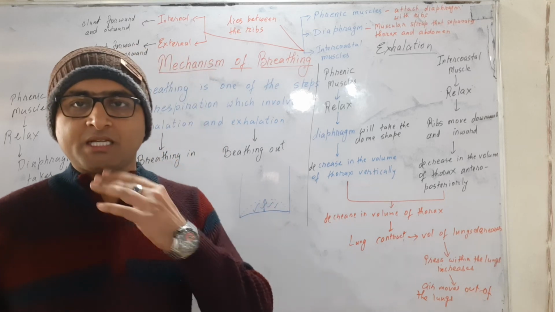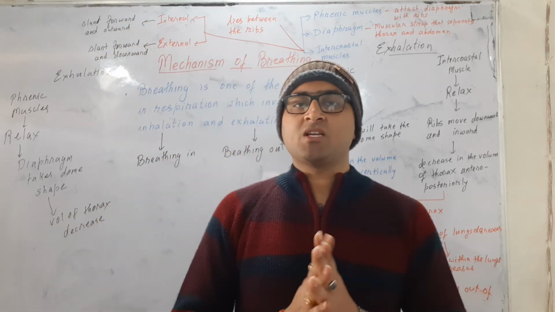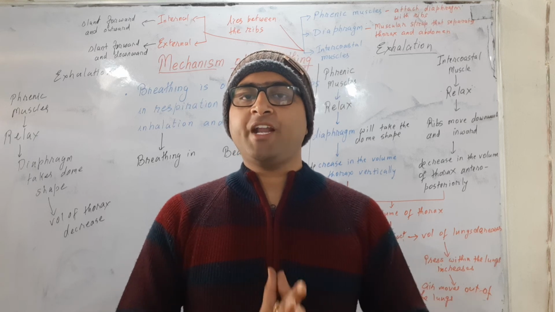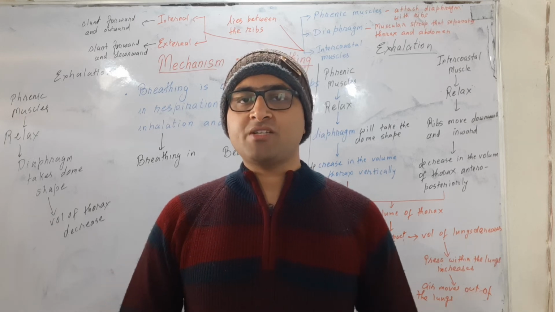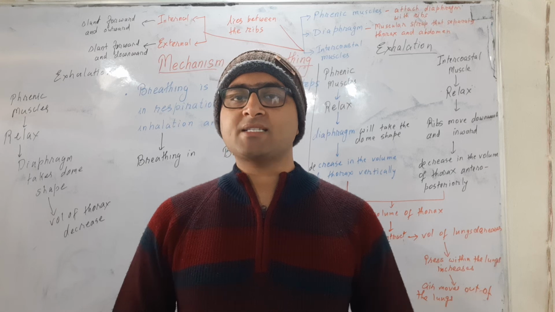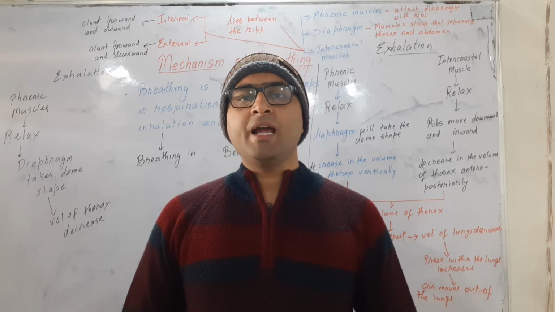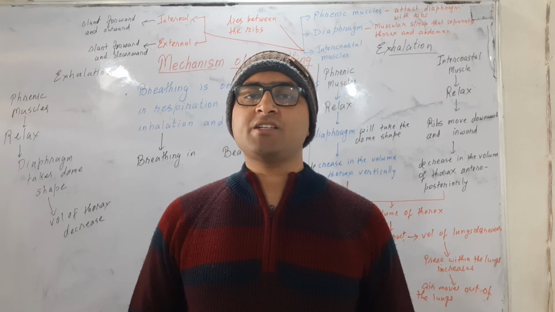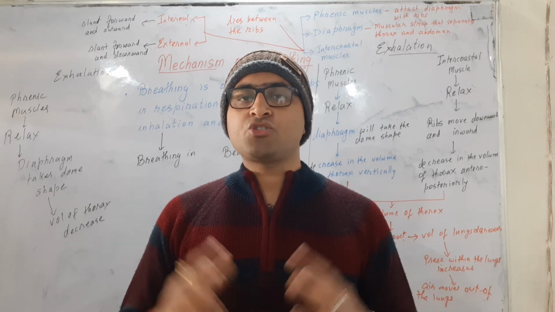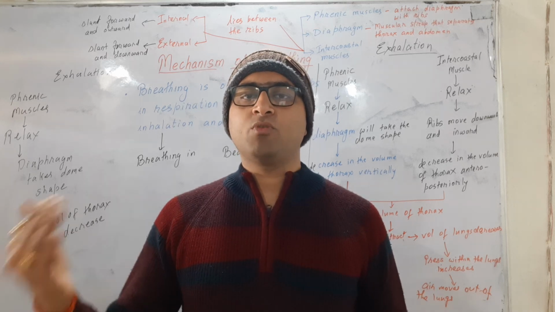You have to keep in mind three things: the phrenic muscles, the diaphragm and the intercostal muscles. So what happens in the process of inhalation? The phrenic muscles contract. The contraction of phrenic muscles straightens the diaphragm. Due to the straightening of diaphragm, the volume of thorax increases vertically. Now, intercostal muscles again contract. The contraction of intercostal muscles moves the ribs upward and outward, which increases the volume of thorax anteroposteriorly.